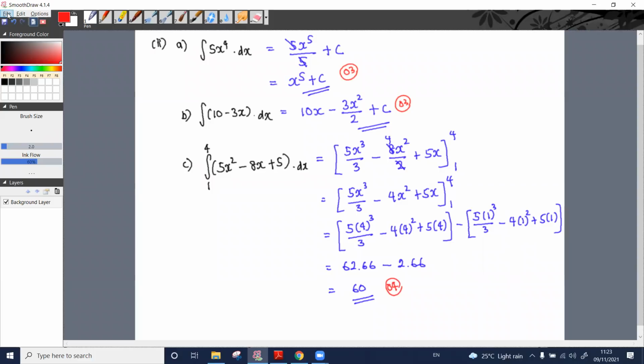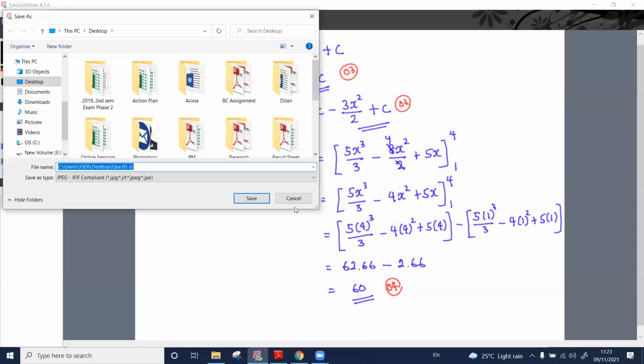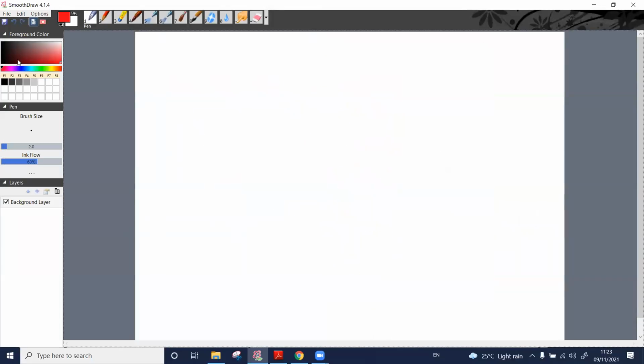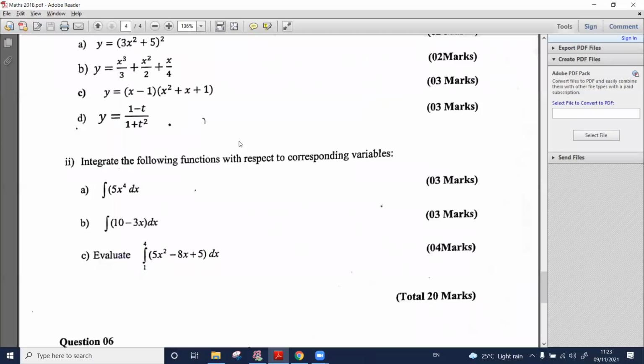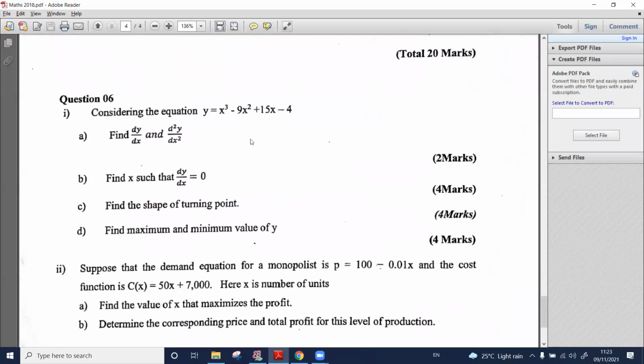Question number 5 is mainly from differentiation and integration. Question number 5, part 2. Right, we'll move to question number 6. First one.